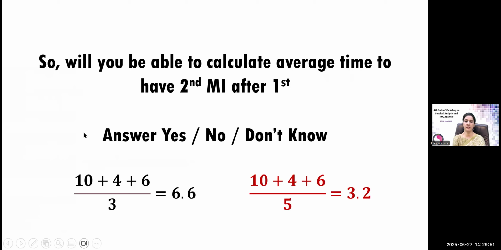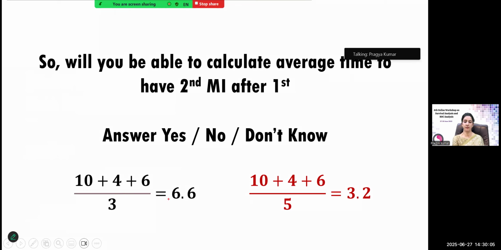So in the first case, if you just don't take this loss to follow up, it will be like 6.6. And in the second case, it will be like 3.2 days. So what is the difference between the two? If you don't take care of the loss to follow up, then taking the denominator as a 5 or taking the denominator as a 3 will have an impact on the median survival time.